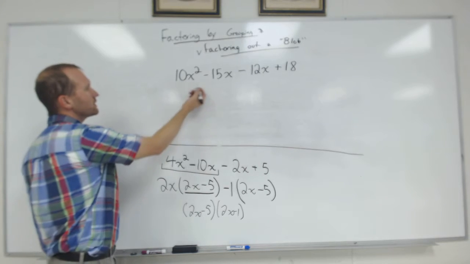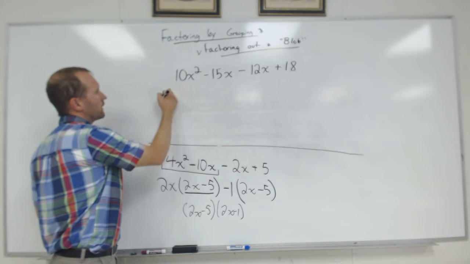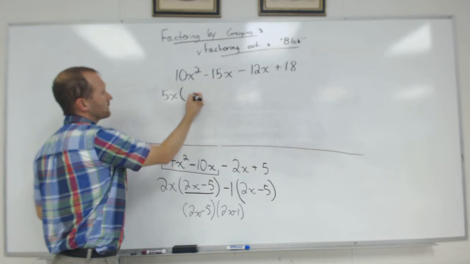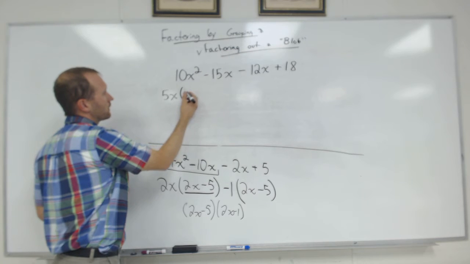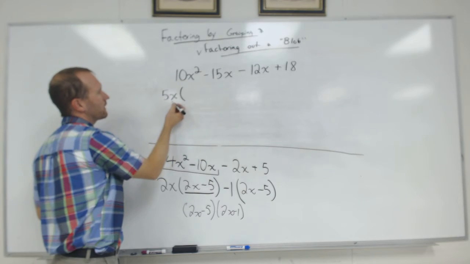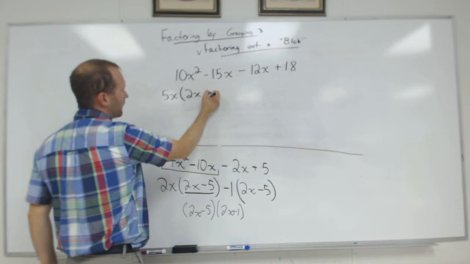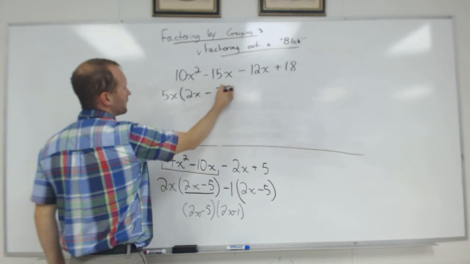Okay, so what do I see in the first two? Pull out a 5x. And that leaves me with 5 times what will be 2x, 2x minus 3.